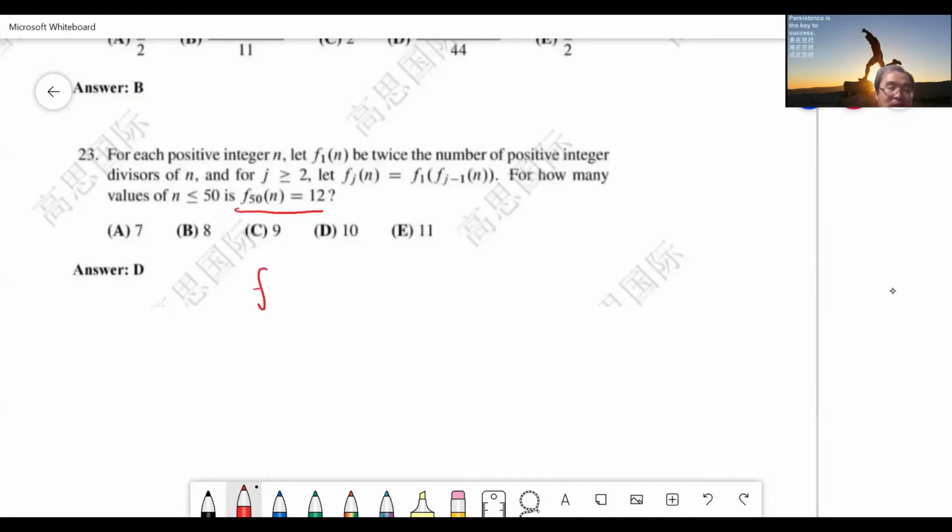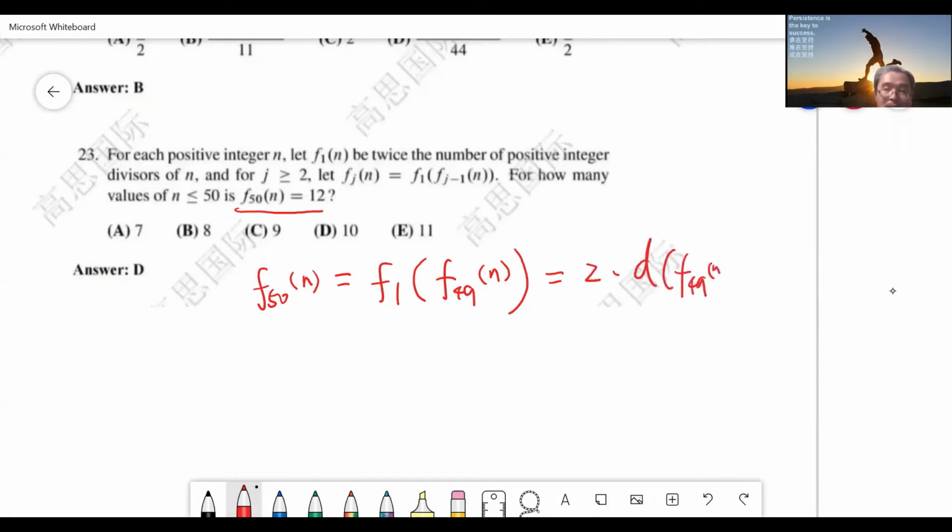So then you can think about f50(n), which must equal f1 applied to f49(n). Now this tells us it is going to be twice the number of divisors of f49(n). So that means f49(n) is going to have 6 factors, because this equals 12, so the number of factors of this means 6.